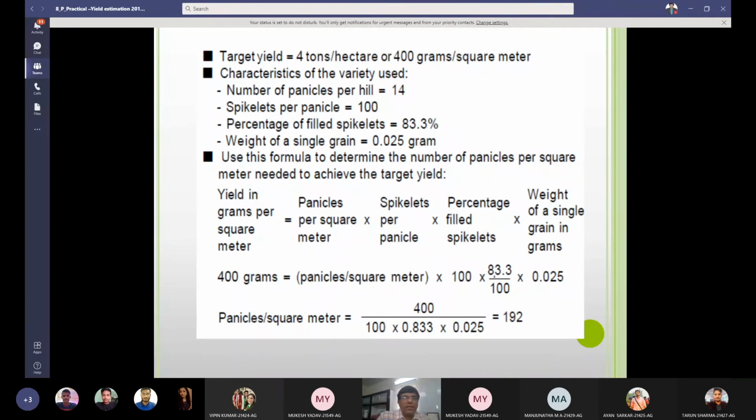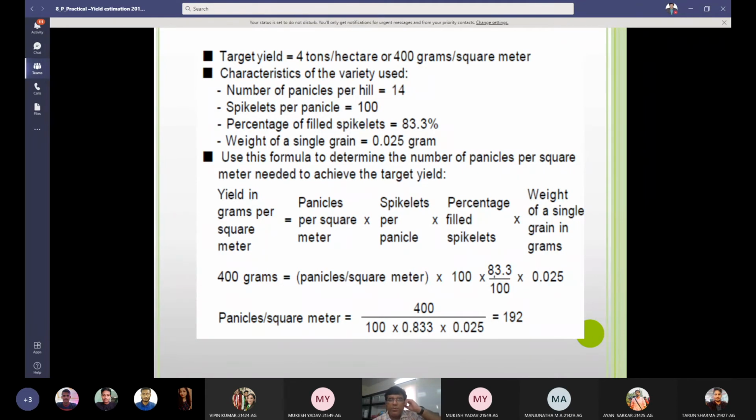Suppose you target 4 tons per hectare or 400 grams per square meter. Here, grams per square meter is equivalent to tons per hectare. Characteristics of the variety: number of panicles per hill is 14, if at one hill you have 14 tillers or 14 panicles. Spikelets per panicle is 100. Fertility percentage is 83.3% and weight of a single grain is 0.025. So here, instead of 1000 grain weight, the one grain's weight is given.